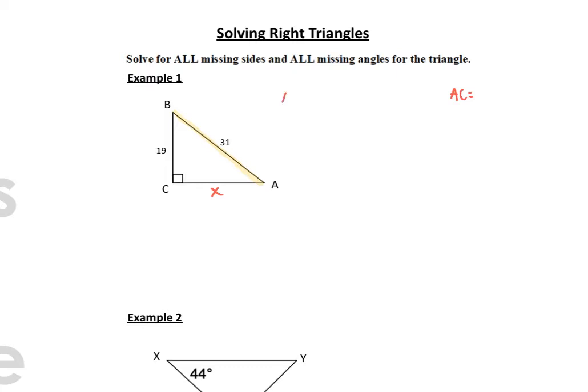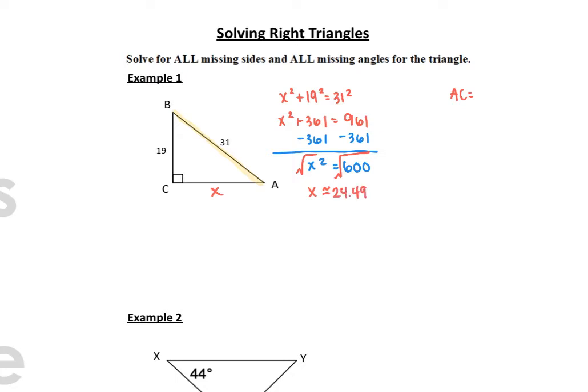So using Pythagorean theorem, it's going to be x squared plus 19 squared equals 31 squared. So it's going to be x squared plus 361 equals 961. Now we're going to subtract 361 from both sides. So we get x squared equals 600. And then we're going to take the square root of both sides. So we get x is approximately 24.49.